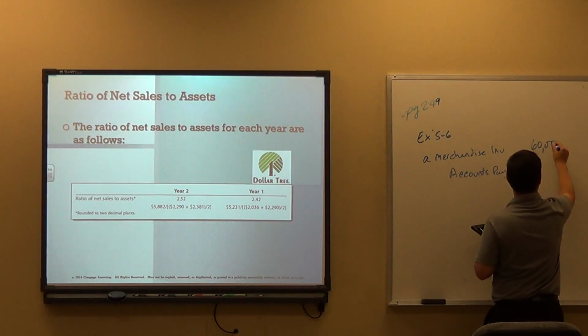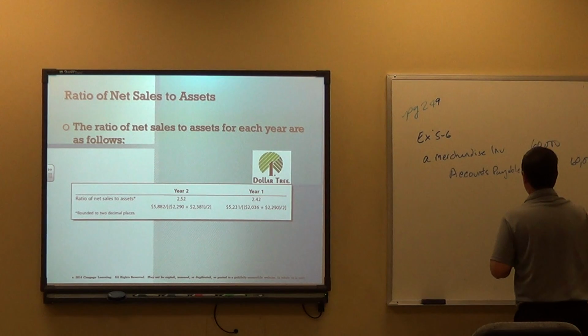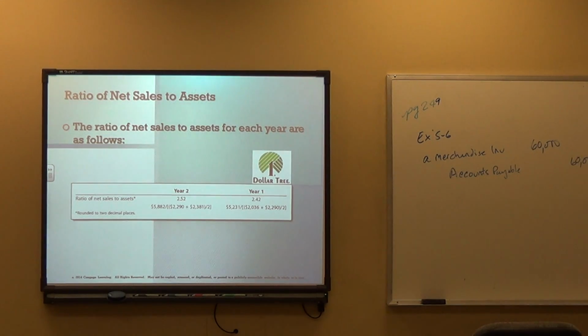The first part of the problem says that we purchased $60,000 worth of merchandise. So we get merchandise inventory in of $60,000, and then we have accounts payable of $60,000. We owe that money.